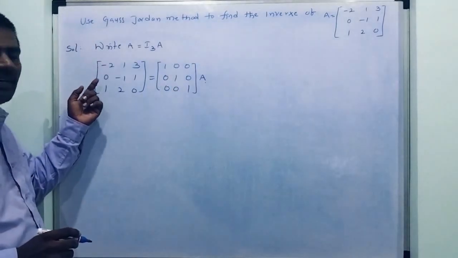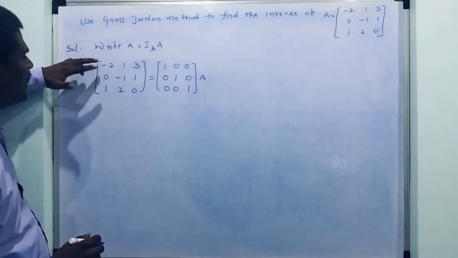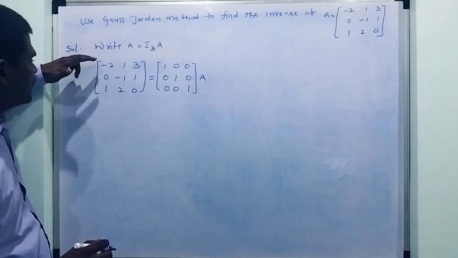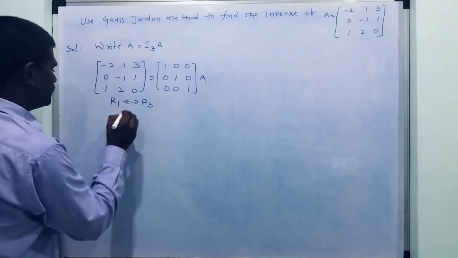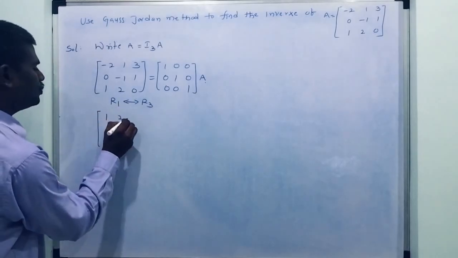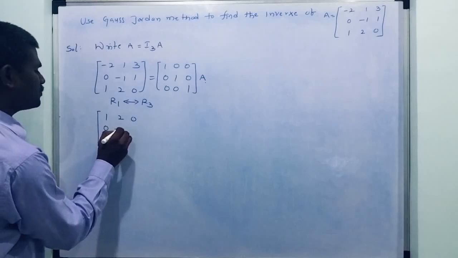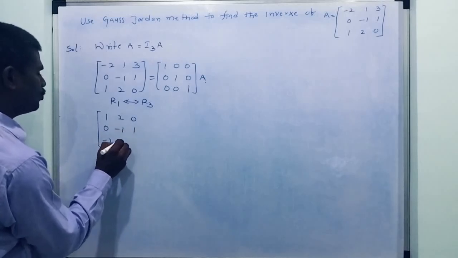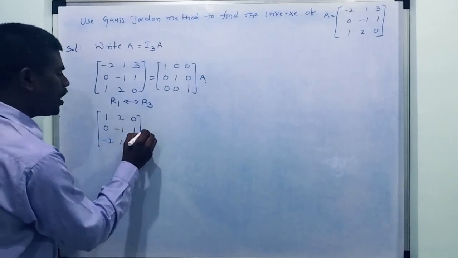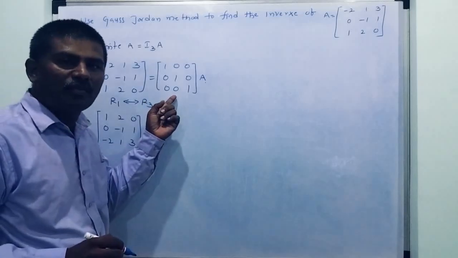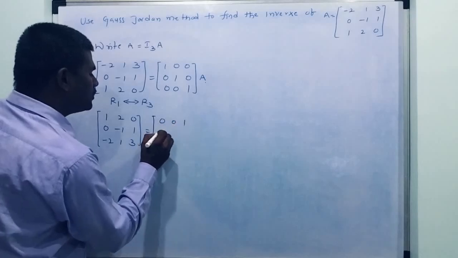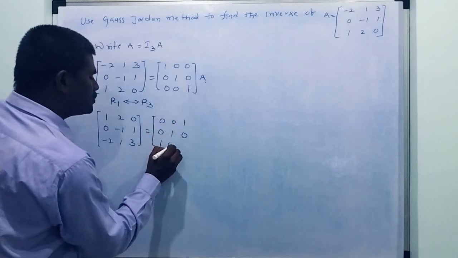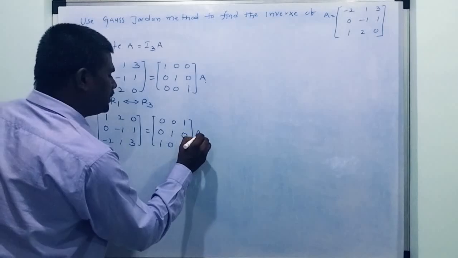For the sake of convenience, I am interchanging R1 and R3 for easy calculations. So R1 if and only if R3. Then this becomes 1, 2, 0, 0, minus 1, 1, minus 2, 1, 3. The same row operation should be applied on the prefactor of the RHS, which means 0, 0, 1, 0, 1, 0, 1, 0, 0 into A.